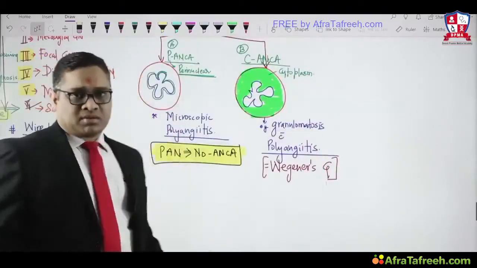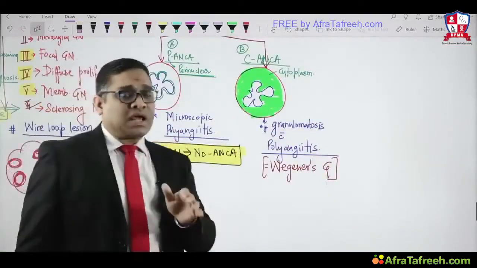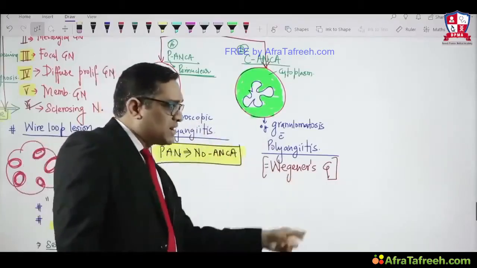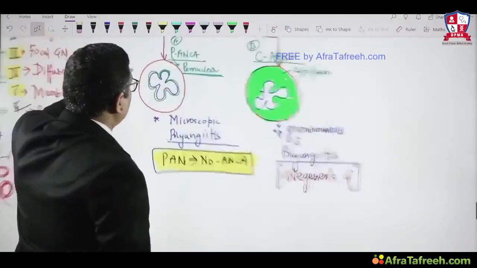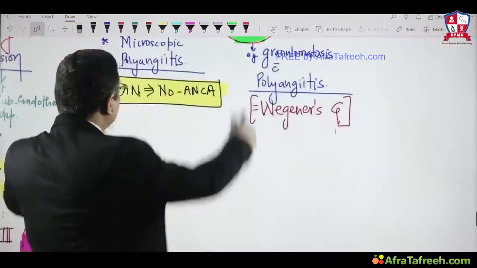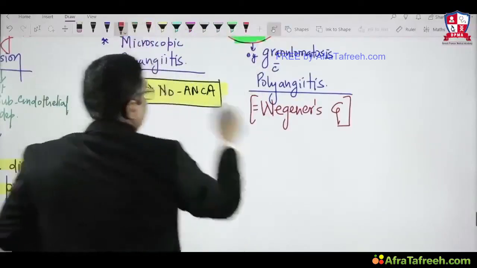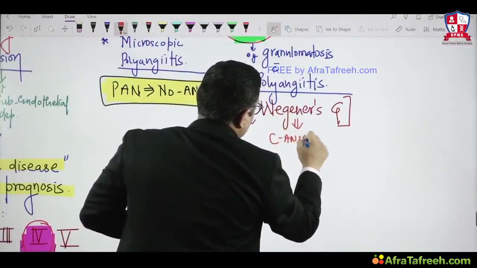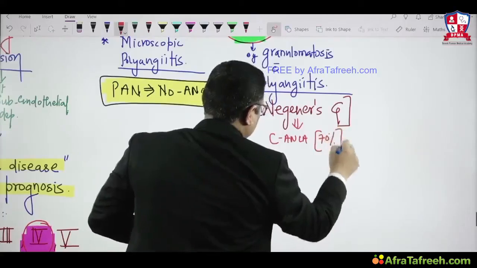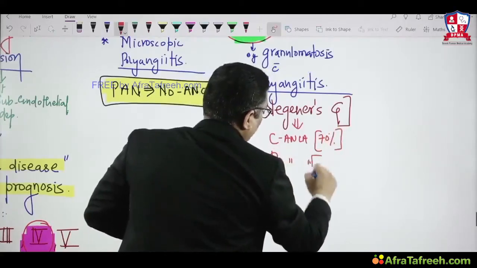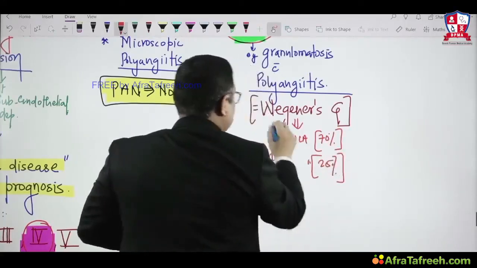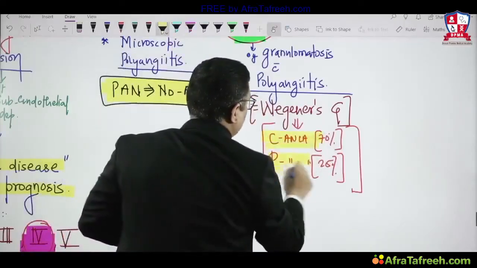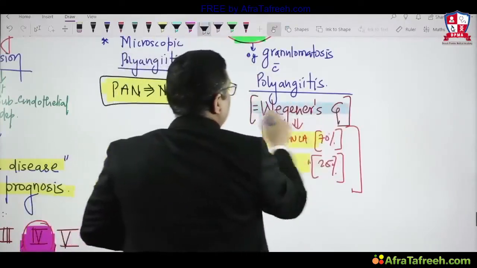This is a clever question. If the examiner asks which ANCA is most common in Wegener's granulomatosis, then your answer will be C ANCA. But if the question is which ANCA is seen in Wegener's granulomatosis, we must remember that Wegener's granulomatosis has both C ANCA and P ANCA. C ANCA is present in 70% of the cases and P ANCA in 25% of the cases. So whenever the examiner asks which ANCA will be present in Wegener's granulomatosis, the answer should be both C ANCA and P ANCA.